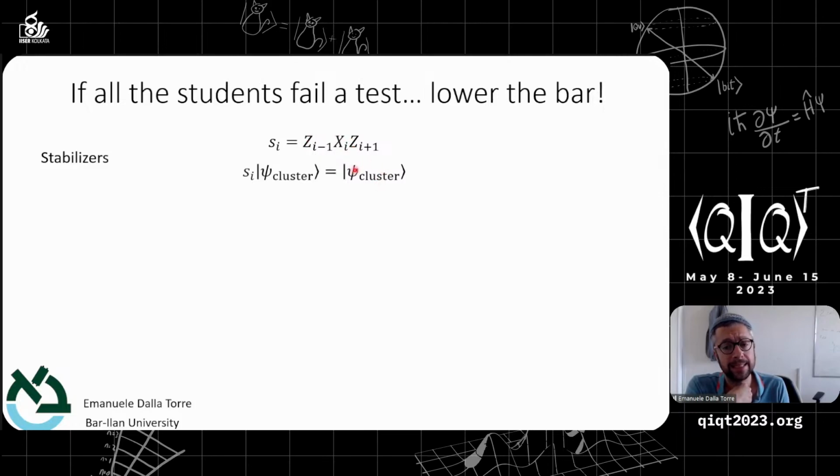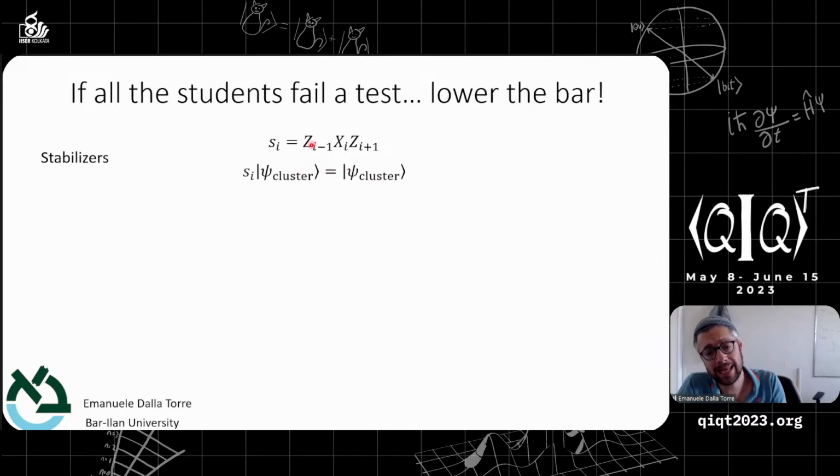It turns out that this cluster state is not just any state. I would say it's like an integrable state. It's a state that has many local operators for which this quantum state is an eigenstate. So when you apply this ZXZ operator on the cluster state, you get 1. So the cluster state is an eigenstate of all these stabilizers, and it's uniquely defined as the state. There is only one state that is an eigenstate of all these operators.